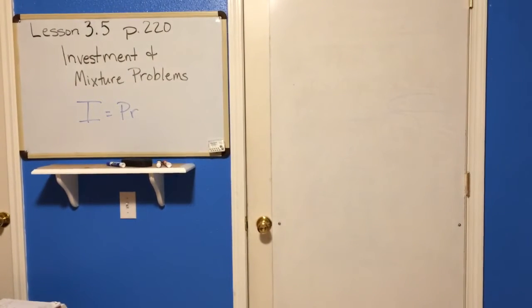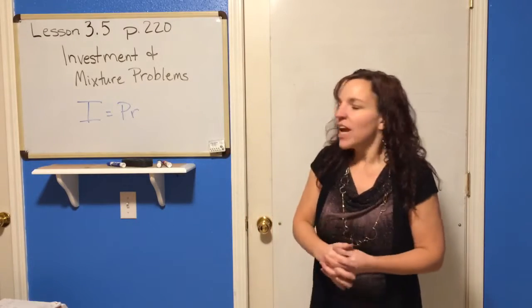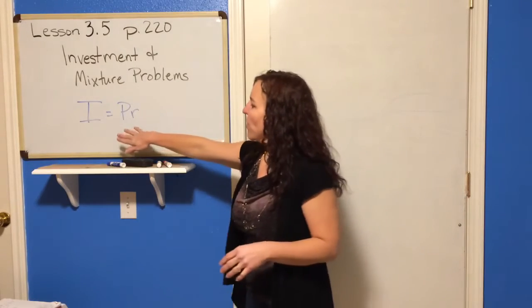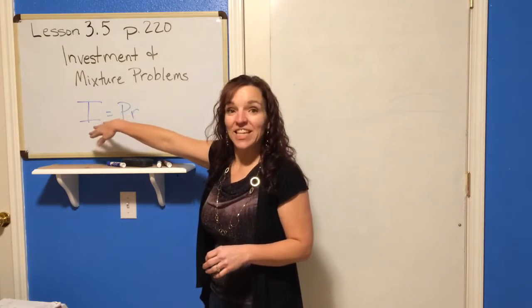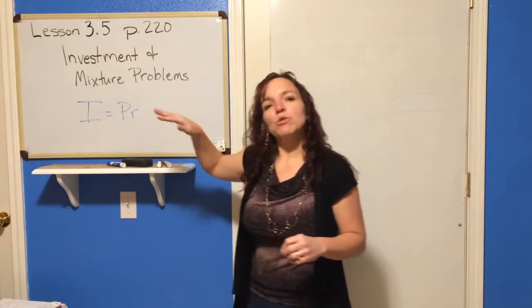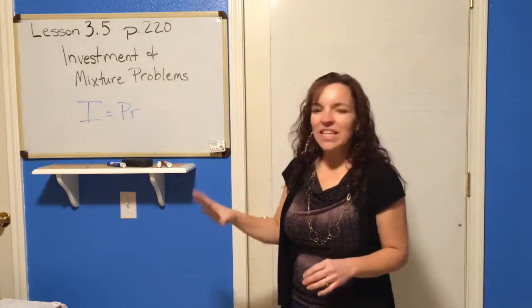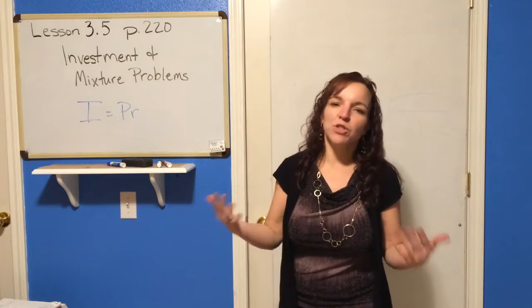The last section of Chapter 3 is on investment and mixture problems. You do need to know the formula for interest, which is I equals PR. A lot of times you'll see I equals PRT, where the T equals the time. Most of the time in the problems that I'm going to give you, the time is just 1 year.